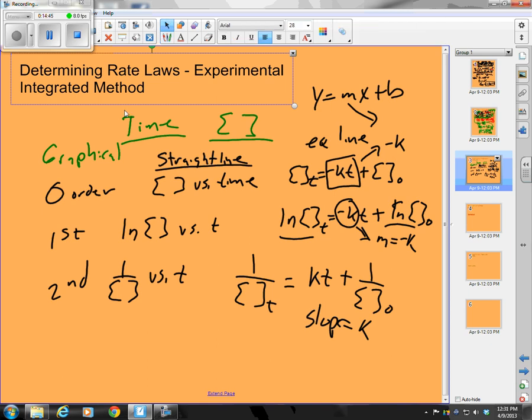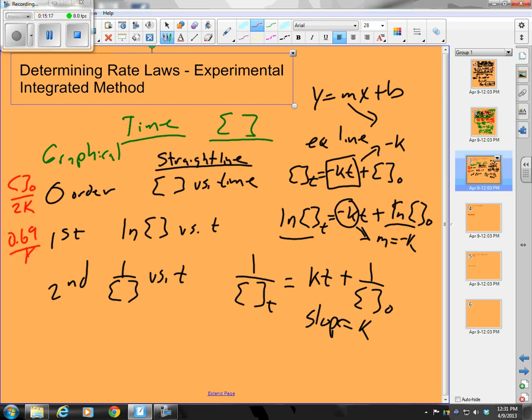Good. Now, for all of these, there's also an equation for the half-life. Let me write those down for you quickly here. Half-life for zero order: concentration over 2K. That's my half-life. First order: 0.69 over K. And the last one, second order, is 1 over the initial concentration times K.